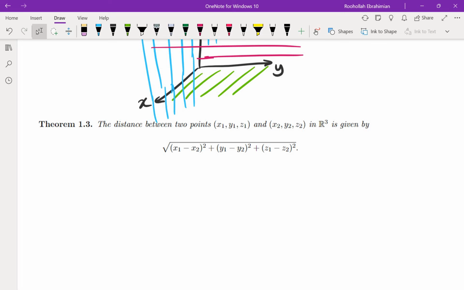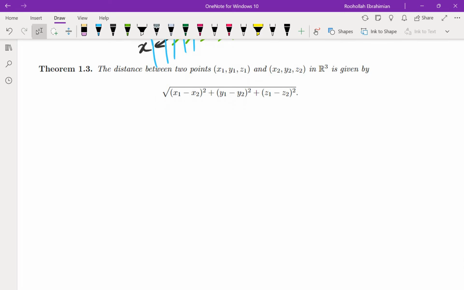Okay, so the last thing we're going to talk about in this video is the distance between 2 points. If you take 2 points in three-dimensional space, then the distance between them can be evaluated using the Euclidean distance formula, or the distance formula that you have seen. Okay, let's prove this one.